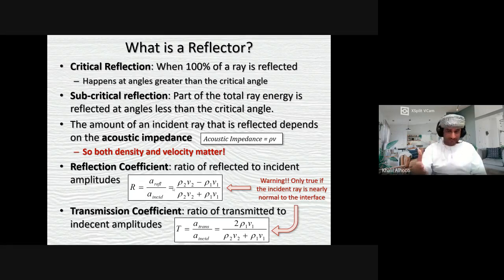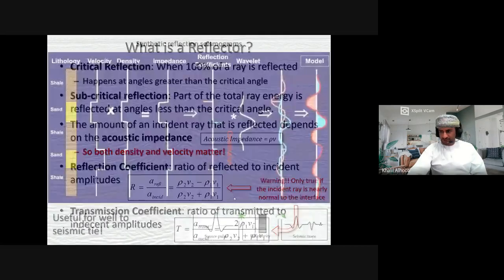If the angle is greater than, let's say, 20 degrees, it doesn't work. But for almost normal, when the energy is directly hitting the interface at the normal angle, these two equations are applicable. So that's the reason you see this warning saying they are valid only at a normal angle, when the energy is arriving normal to the interface.